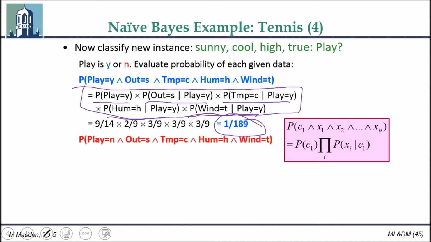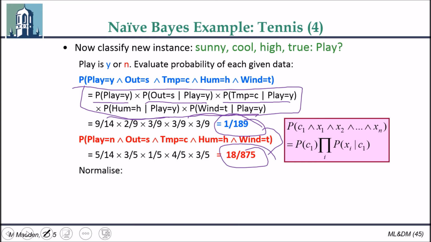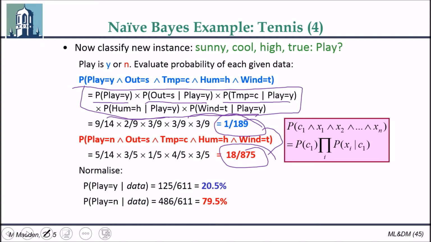Repeat that whole step for play is no. And this time we get a non-normalized probability of 18 over 875. So now we simply need to normalize these two values so that they sum up to 1. Remember, there's an alpha factor here, I haven't even written it down. If we normalize, what we get is that the probability that play is yes is 20.5%. The probability of play is no, given all the observations and data we have, is 79.5%. Therefore, our conclusion is we are not likely to play tennis today.